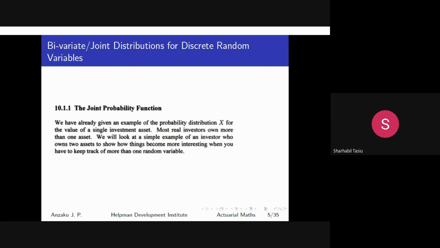Now, joint distribution for discrete random variables. Remember, we have already given an example of the probability distribution X for the value of a single investment asset. So when we are talking about one variable, for instance, we are looking at a single investment asset. Now, most real investors own more than one asset. For instance, they own more than one business, right? They can have two investments, maybe they invest here and they also invest here, or even more.